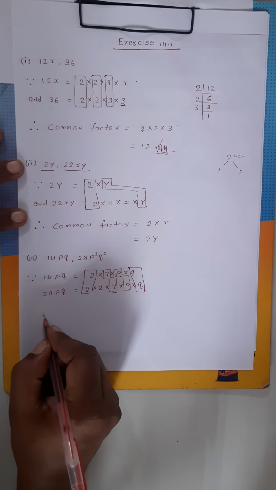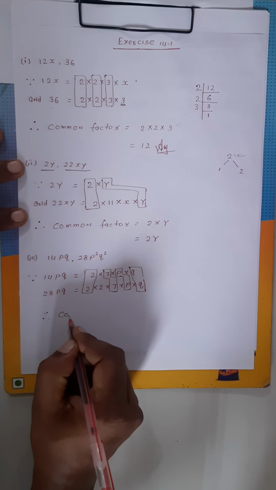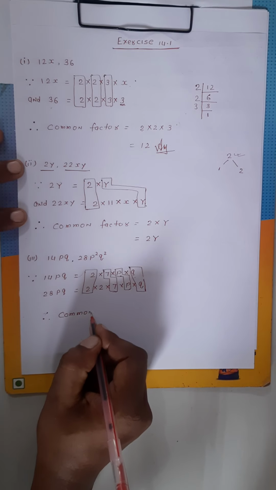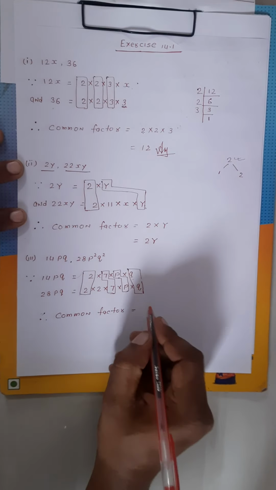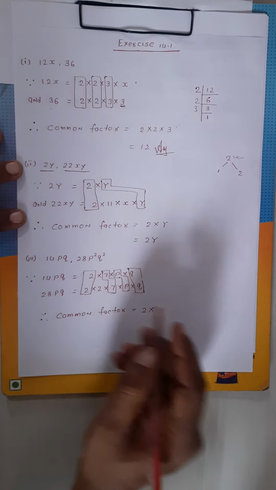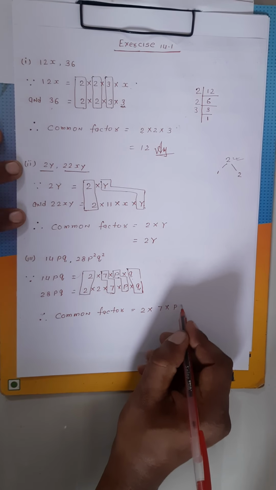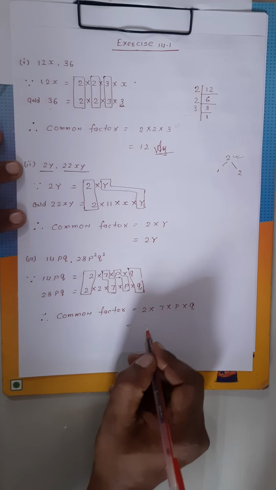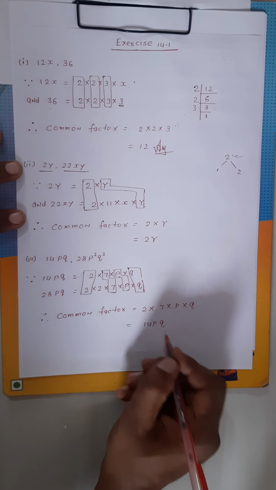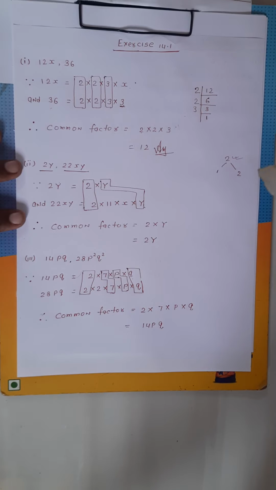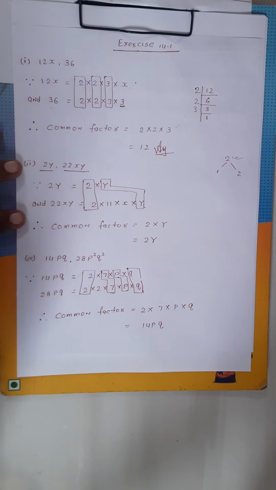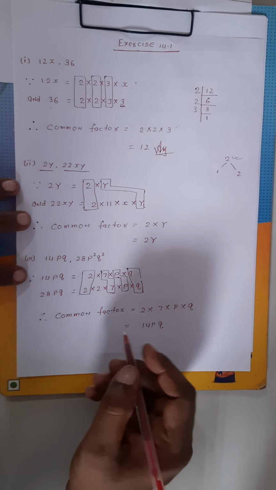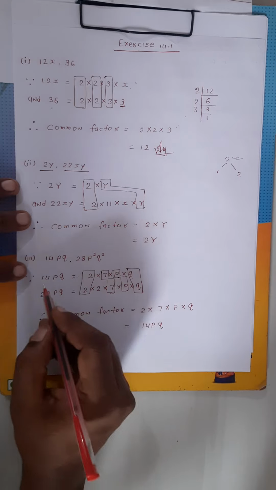Okay, now therefore the common factor will be 2 into 7 into p into q, meaning 14pq will be the common factor of 14pq and 28p square q square. Oh, there's some mistake I have done.